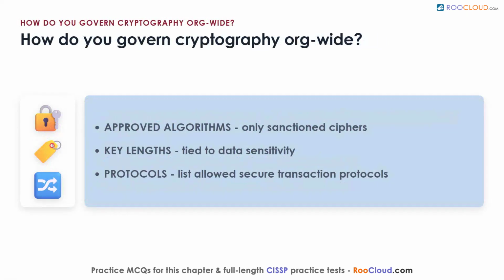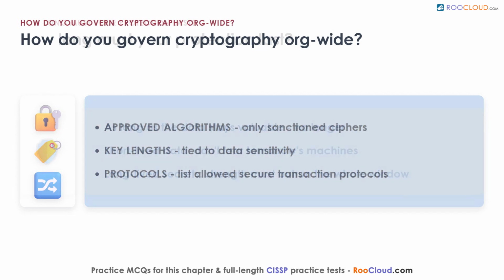How do you govern cryptography across an organization? You put clear controls in writing so choices are deliberate, not accidental. First, specify exactly which algorithms are approved for use, so teams cannot quietly adopt something weak. Second, define acceptable key lengths tied to how sensitive the data is, using longer keys for higher stakes. Third, list the secure transaction protocols that are allowed for communication. Together, these controls keep every cryptographic decision consistent and defensible. Think of a building code that dictates approved materials, minimum thicknesses, and certified methods, so nothing critical is left to guesswork.